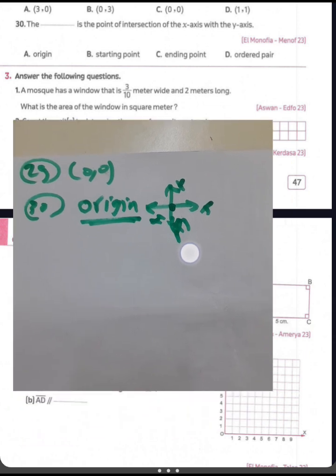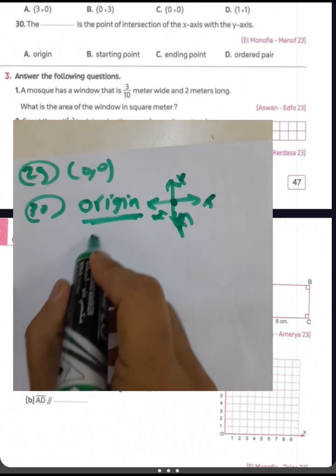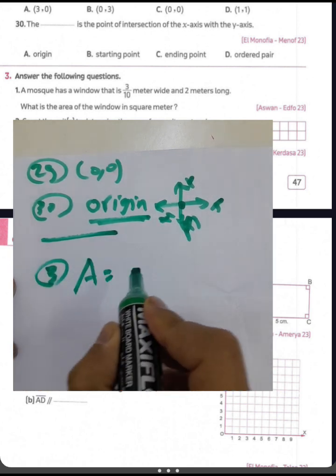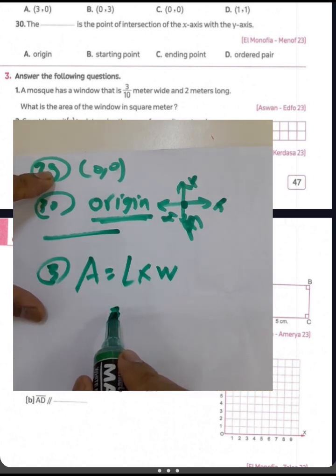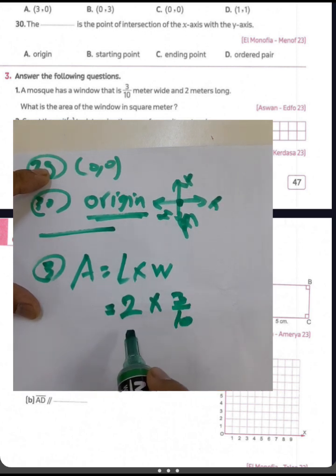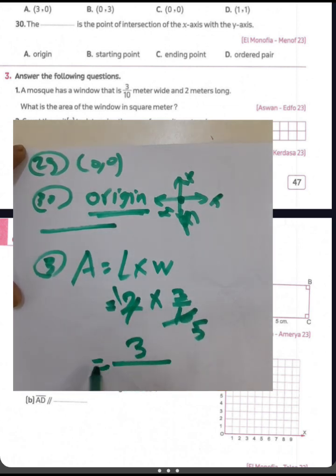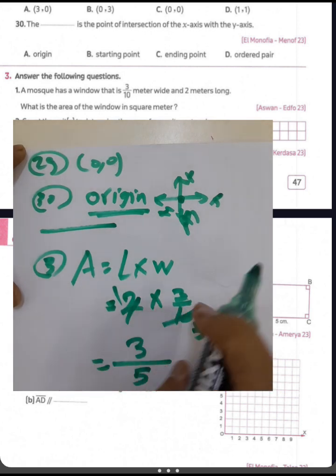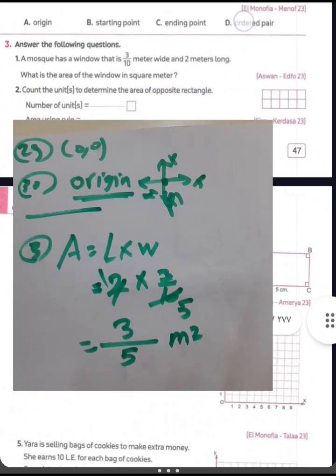Question number 3. A mosque has a window that is 3/10 meter width and 2 meters long. We can find the area by length multiplied by width. We have here width and length, right? 3 over 10 times 2. 2 is the length and the width was 3 over 10. We can simplify it. 2 divided by 2 equals 1, and 10 divided by 2 equals 5. Then the result will be 1 times 3 equals 3, and write 5 in the denominator, so 3 over 5, and you can write the units here, square meters, the area of the window in the mosque.